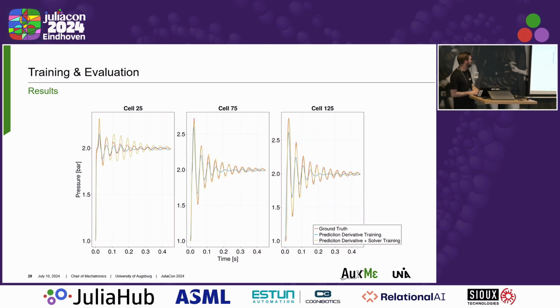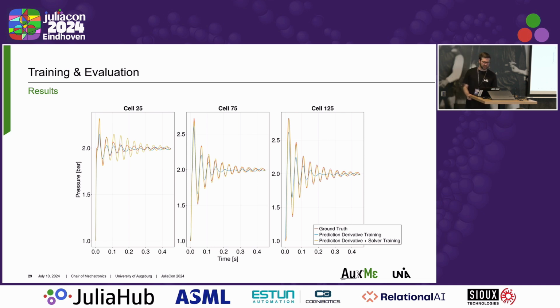This is what is shown here. This is the comparison of the derivative-based training in blue again, and the training that we did with the solver. The reason why there's a plus at the bottom right is because we first trained with the derivative-based training and then on top trained with the solver-based training afterwards. And what we can see here is, especially at the middle cell and the cell further down the pipe, the solution is pretty good. So we can quite accurately match the ground truth data.